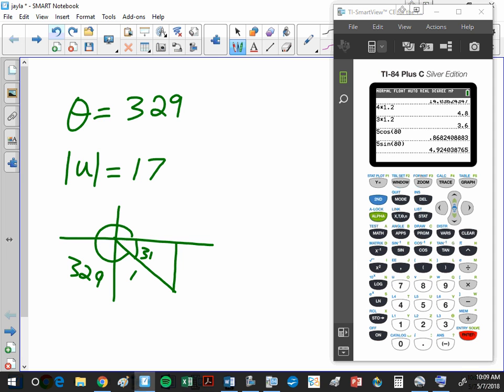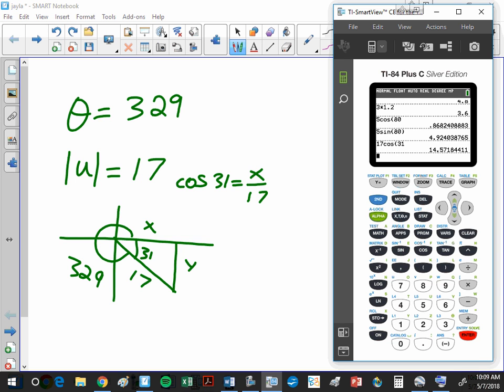And h is 17, so x and y. So the cosine of 31 equals x over 17. So x is 17 cosine of 31, which is 14.57. Then the other one's going to be 17 sine of 31.